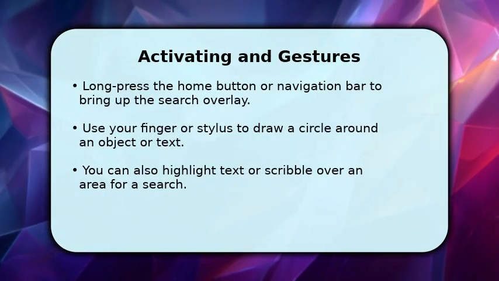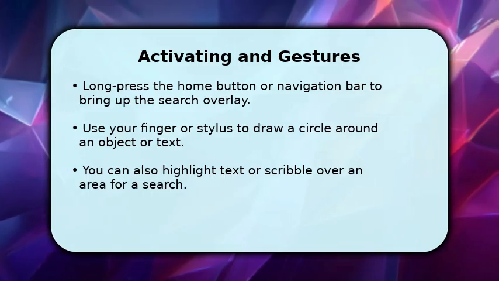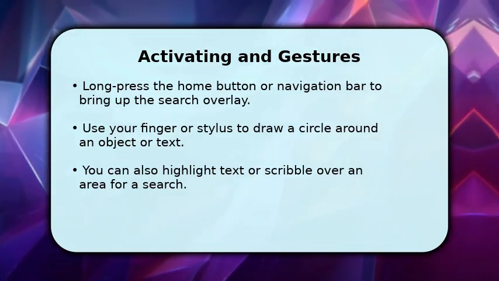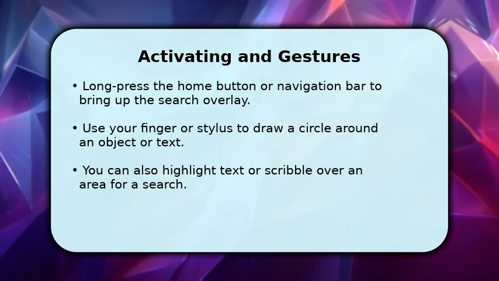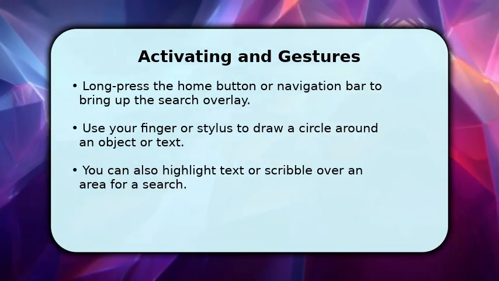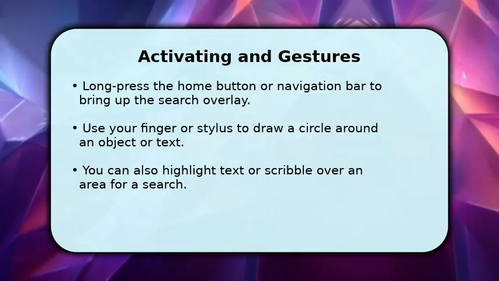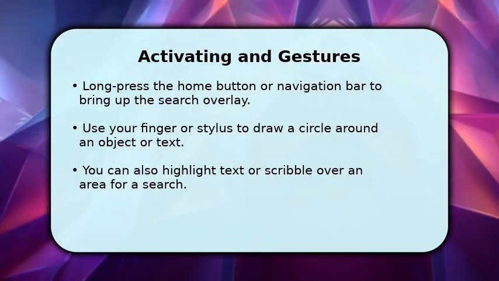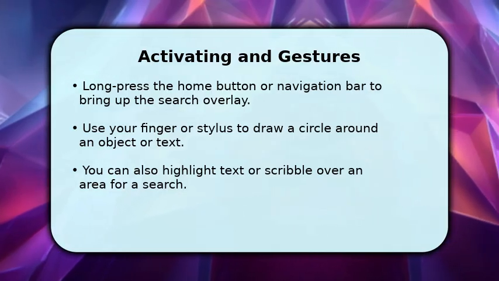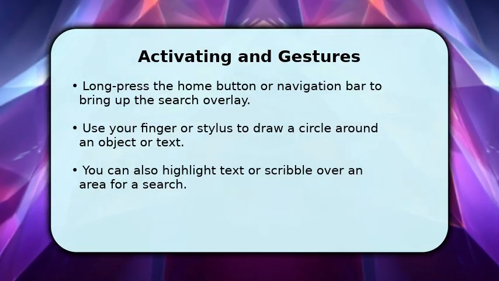Activating Circle to search is straightforward. Just press and hold your home button or the navigation bar at the bottom of your screen. This action brings up a transparent overlay, indicating the feature is ready. Now, you can use your finger or a stylus to draw a precise circle around any item you wish to identify. Alternatively, highlight specific text or scribble over a broader area to initiate a search. It's designed for quick, seamless interaction.